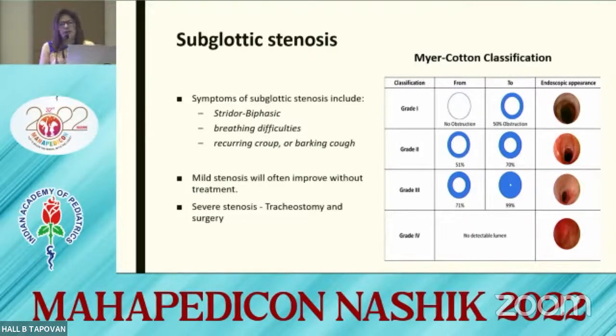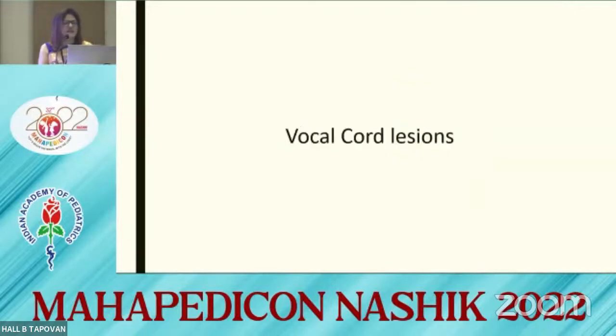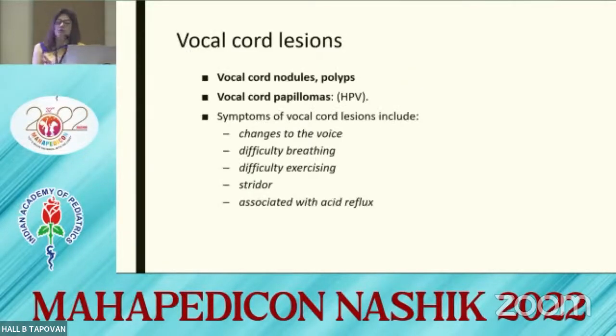So this is how you would suspect a subglottic stenosis when you have a good voice, no aspiration, but a biphasic stridor. Now I'm going to take you through a few vocal cord lesions. You could have nodules, you could have polyps, you could have papillomas.